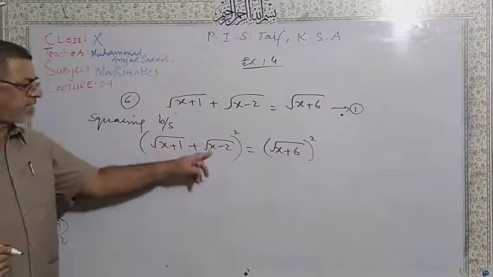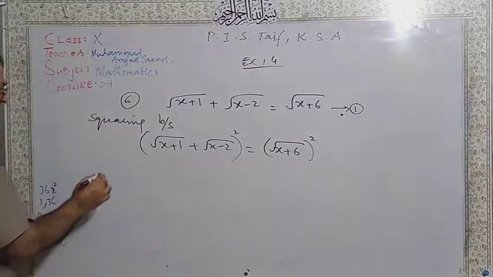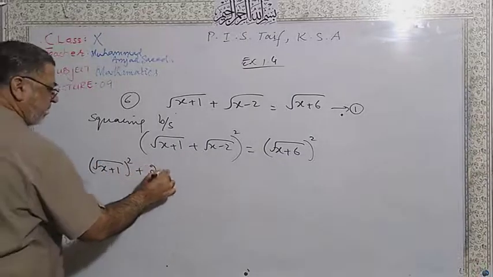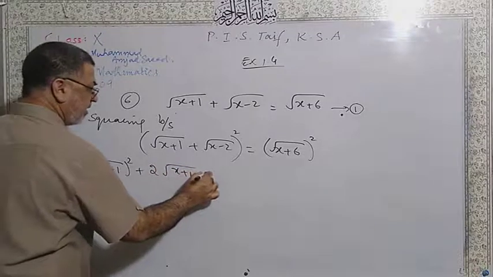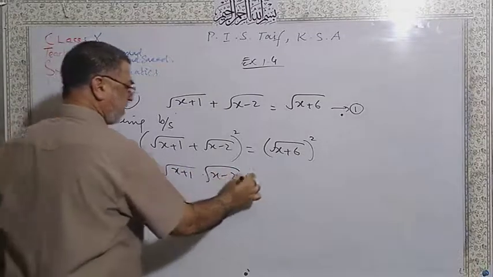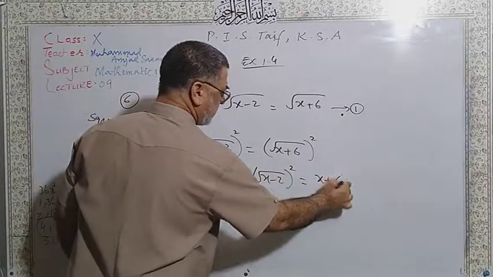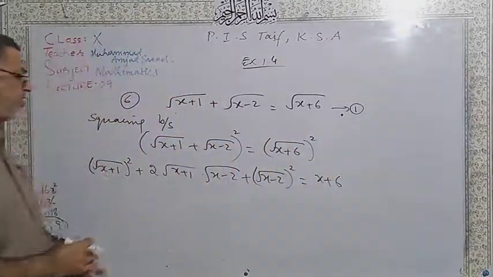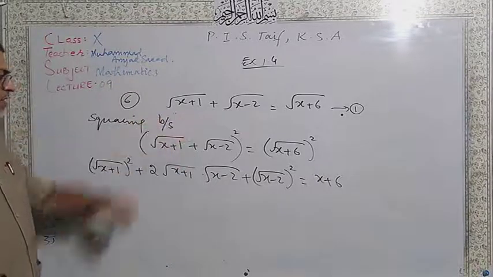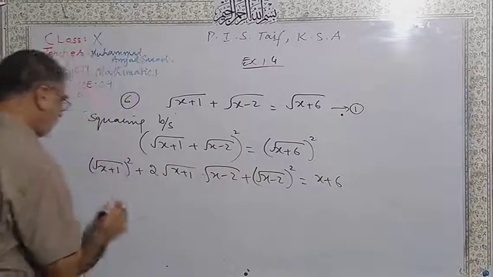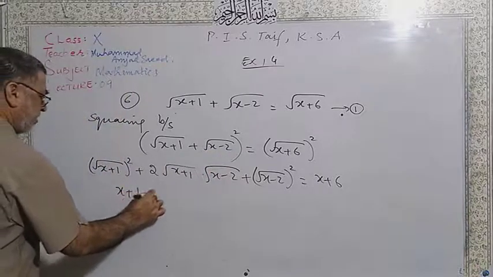This is first square plus second square plus 2 into first into second. Same formula: first square plus 2 into first into second plus second square, that is equal to x plus 6, and square and square root cancel out. Remember that there is a positive sign between two terms. We will apply the formula of (a+b)². 2 and square root cancel out.